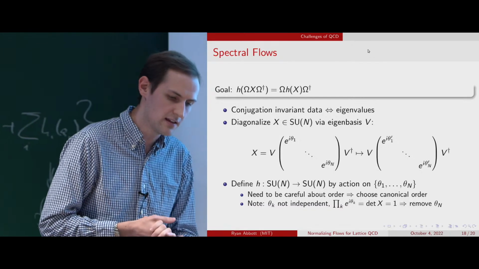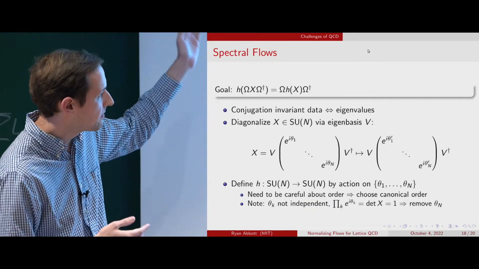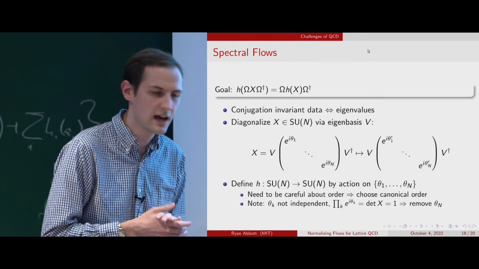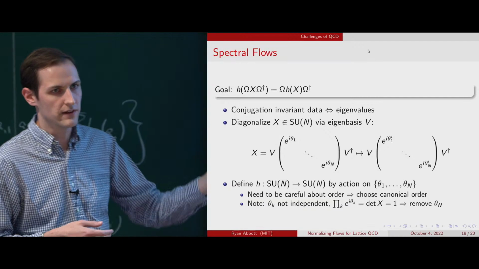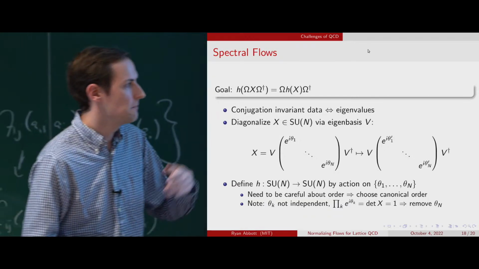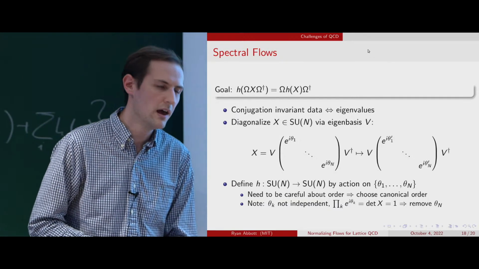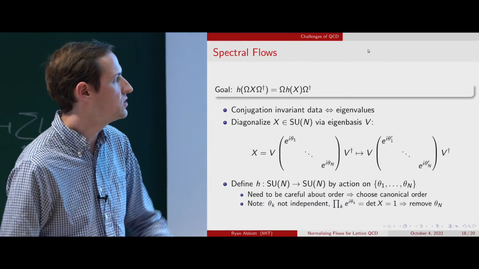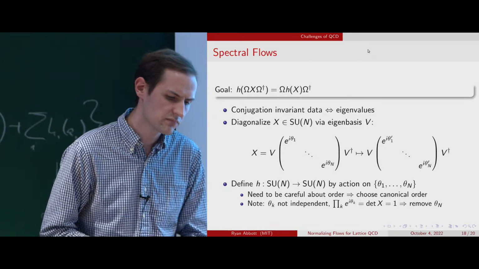The last point is that these theta variables actually aren't independent, as it turns out. This is just because the product of all the eigenvalues is the determinant of the matrix, but for SU(N), the determinant is going to be 1. But this is also relatively simple to deal with. We just remove the value theta N.